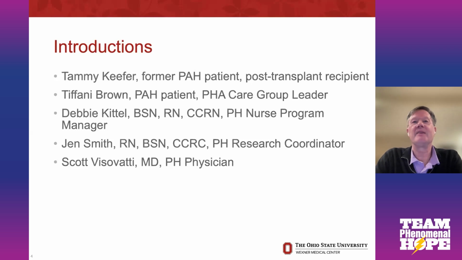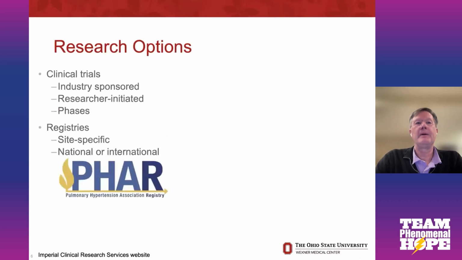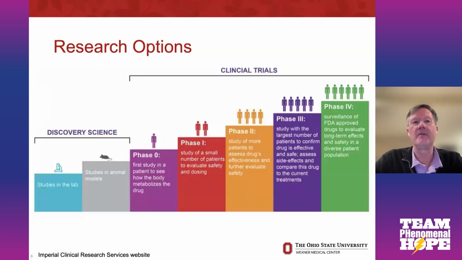I've already introduced myself. So let's start out with a brief overview of the types of research. There certainly are clinical trials, and these can be either sponsored by industry or by researchers, perhaps researchers at your own institution. We'll talk a little bit about the phases of clinical research. Most of you will be approached to participate in phase 1 through phase 4 trials.